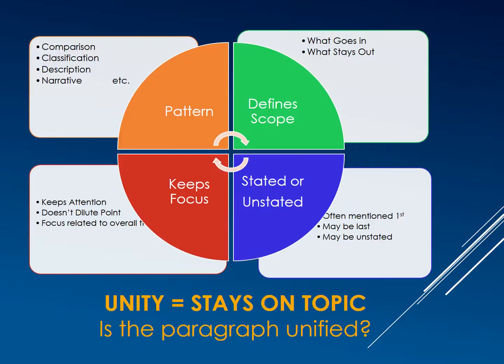The principle of unity defines the scope of the paragraph, what goes in it and what stays out. And sometimes there's a topic sentence, whether it's unstated or stated. If it's stated, it's going to be frequently mentioned first. Sometimes it's last, sometimes it's in the very middle. And like I said, also it might be unstated. Keeping the focus helps greatly to keep the reader's attention. It doesn't dilute the point and put things in there that don't belong. And everything in the focus is related to the overall topic. So those are some ideas, and this graphic should imply that everything hangs together well.